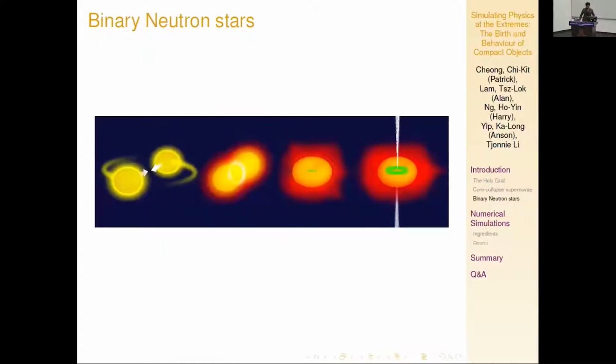Another way to investigate the structure of neutron stars is through binary neutron stars. Here's again a cartoon showing how a binary neutron star works. Initially, two neutron stars inspiral toward each other, getting closer and closer, and eventually they merge together. After some equilibrium phase, they form a so-called post-merger state, and then eventually form a remnant here. It could be a black hole or a hypermassive neutron star.